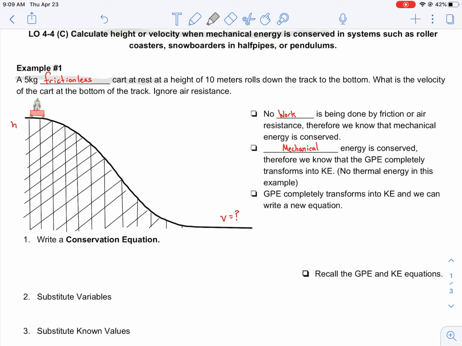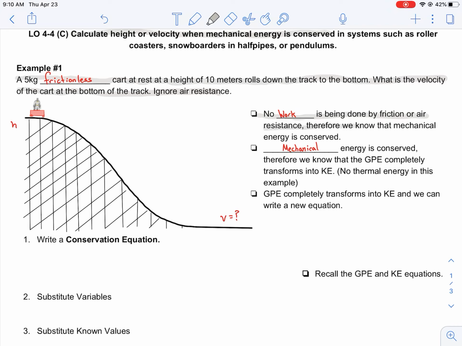Example number 1: a 5-kilogram frictionless cart at rest at a height of 10 meters rolls down the track to the bottom. What is the velocity of the cart at the bottom of the track? Ignore air resistance. So we're using this cart with Batman in it and this track as an example.